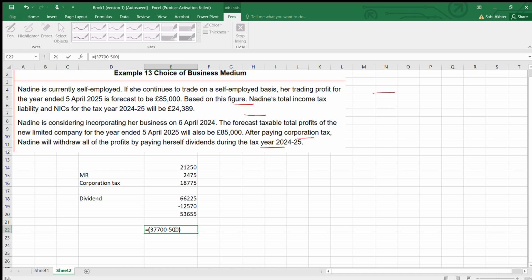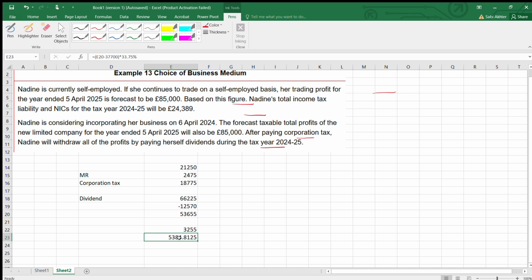This would be taxed at the basic rate of 8.75%. Because the basic rate band is 37,700 and you have utilized 500, you are left with 37,200 to be taxed at the basic rate. Now the excess would be taxed at the higher rate. That is this minus 37,700. So put a bracket because I'm going to multiply now. The whole thing needs to be multiplied by the higher rate of 33.75.